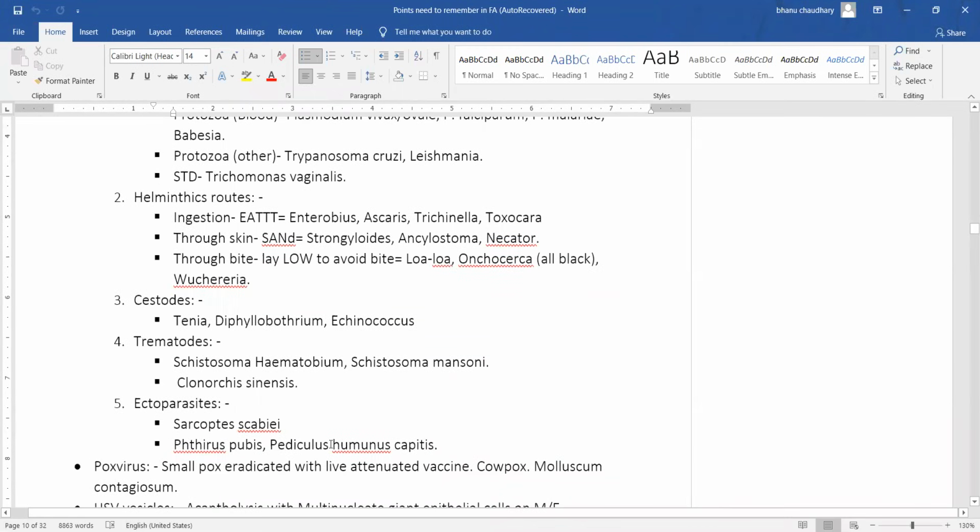Okay. These are the nematodes we have talked about, the helminthic routes. These all are the nematodes. And the types of helminthics.